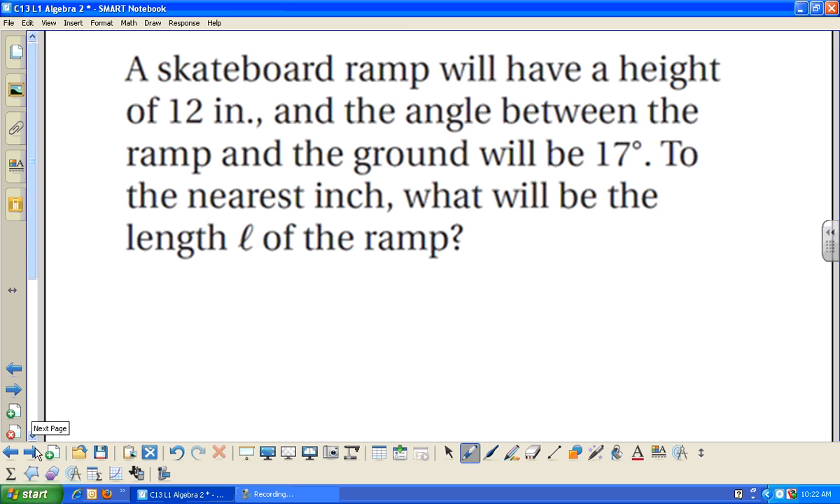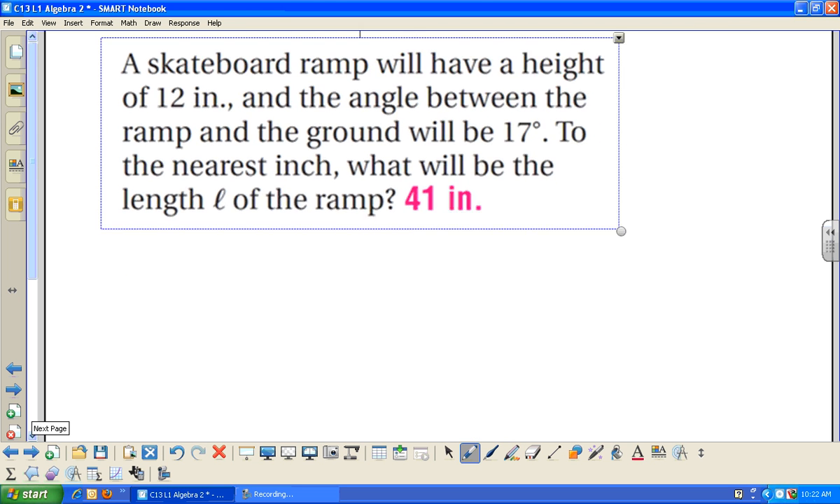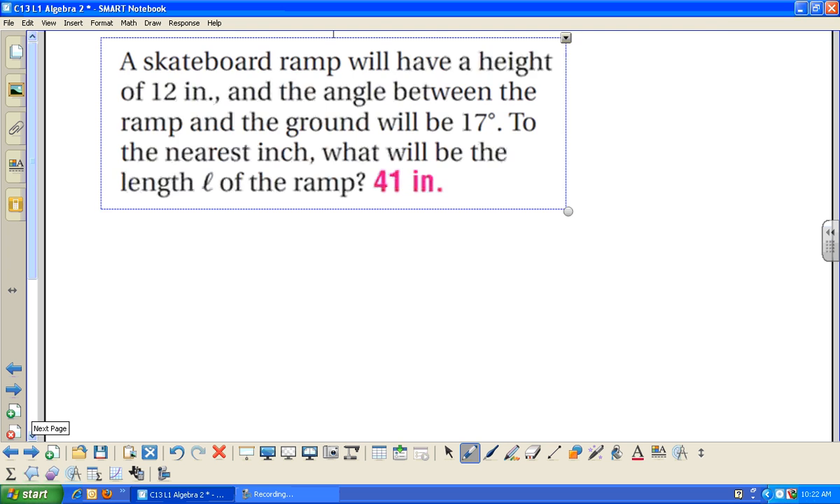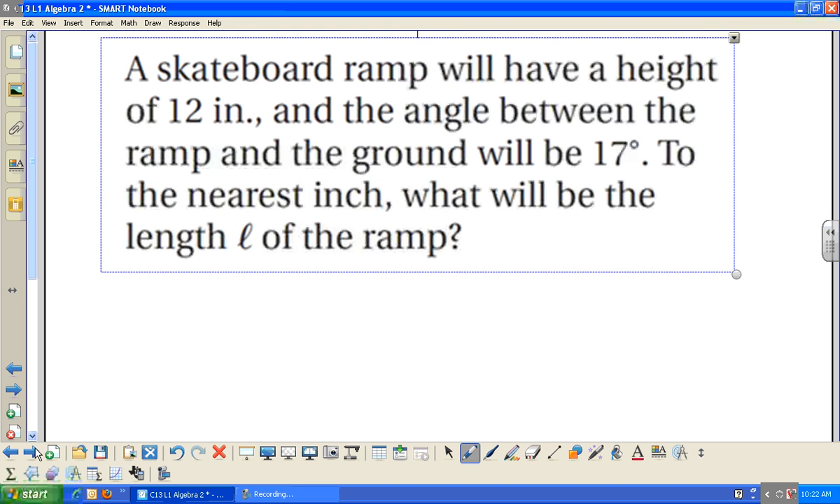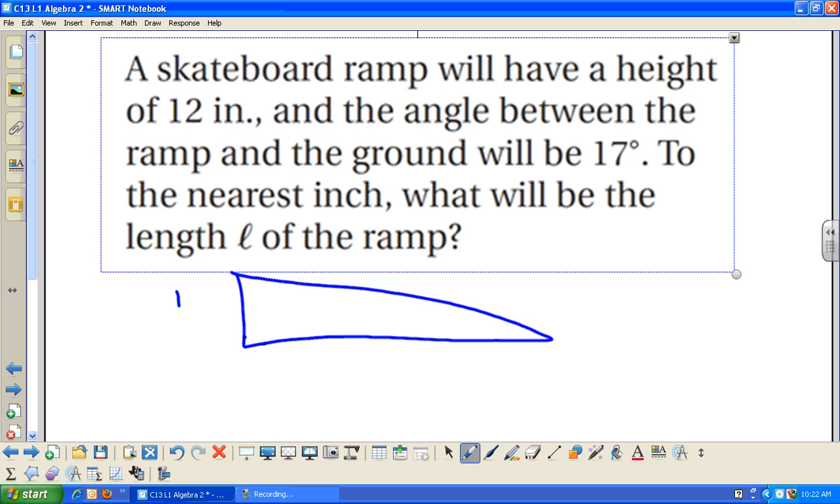Whenever you see a word problem, you should always draw a picture. Here, a skateboard ramp will have a height of 12 inches, and the angle between the ramp and the ground will be 17 degrees. So that means my height is 12, and this angle is 17 degrees. It's asking what's the length of the ramp.